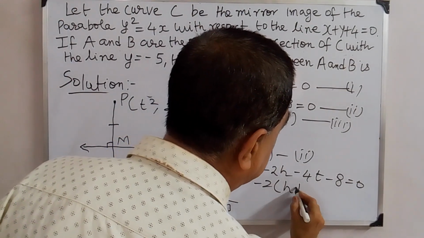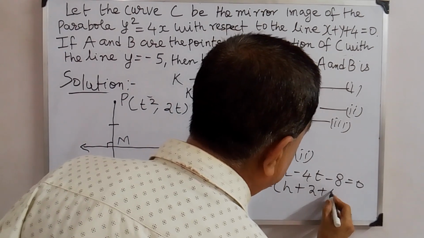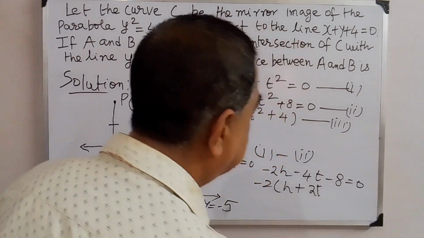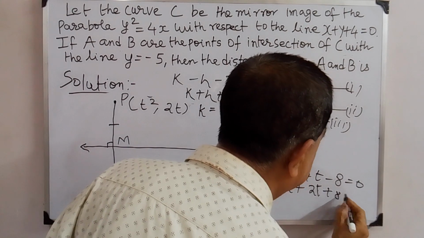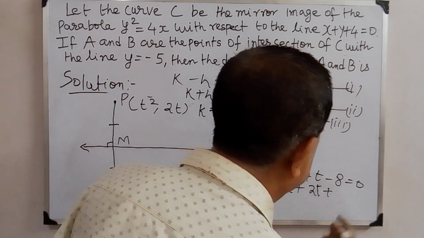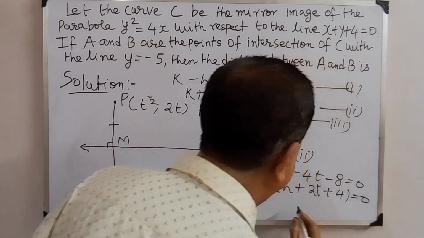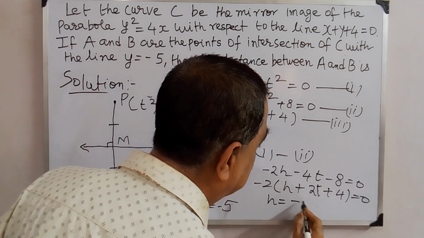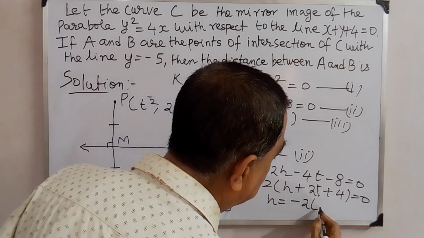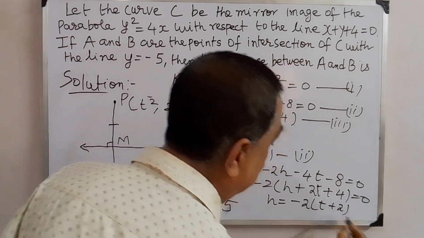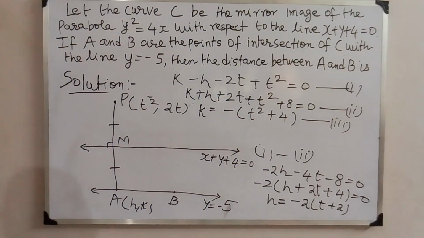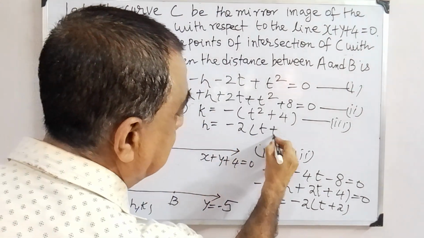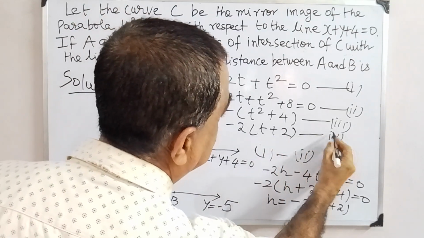So this is h plus 2t, sorry, here it will be 2t, plus 4 equals 0. Minus 2 cannot be 0, so the other factor is 0. So h equals minus 2 times (t + 2), taking 2 common from here. That is the value of h. So I am writing here h equals minus 2 into (t + 2). This is the fourth equation.